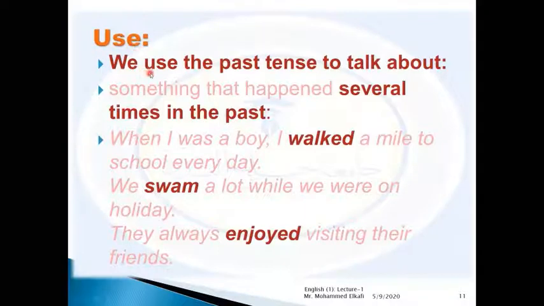For the use of the past simple, also we use the past tense to talk about something that happened several times in the past. For example, when I was a boy, I walked a mile to school every day. Okay, so here I walked. That means something that happened several times in the past. When I was a boy, I walked a mile to school every day. Okay, so it happened several times.